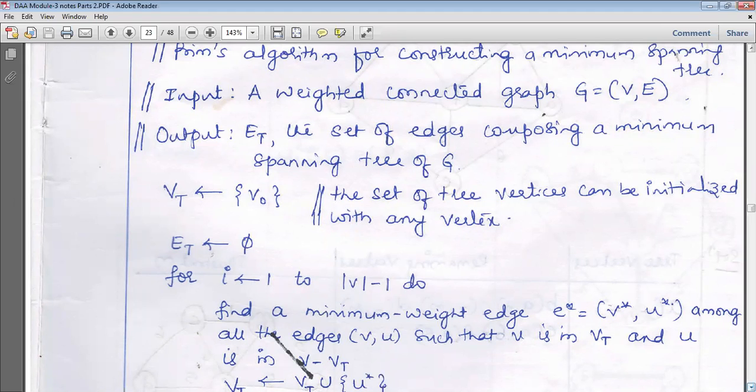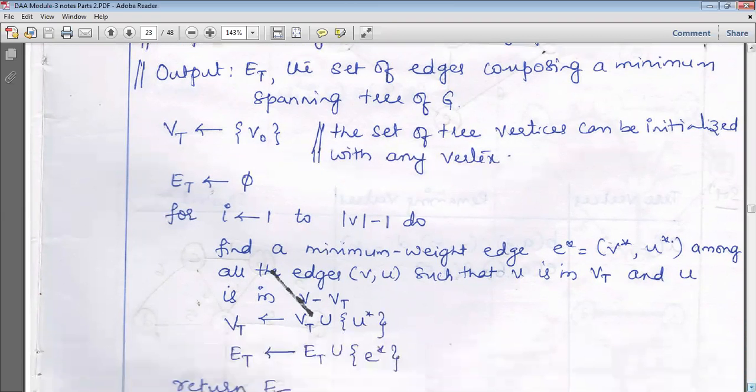So that's why we write: find a minimum weight edge among all the edges (v, u), that is, those which are connected to that particular vertex. Among all those, whichever is the minimum has to be selected, where u is in V minus VT, meaning the vertices in the graph minus those already selected. The already selected vertices are left out and the remaining vertices are considered, so we say V minus VT. The set of vertices already there plus the newly included vertex is VT union {u*}.